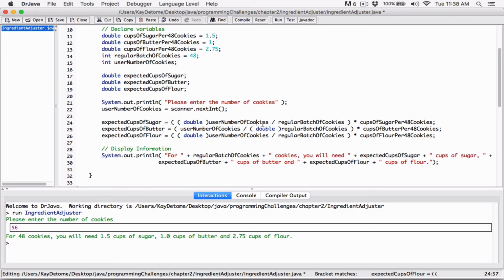Otherwise, if both of these are integers, even though the result is a double, it's just going to convert it to an integer and give us that. So if this results in 1.2, it's just going to give us 1 and drop anything after the decimal point. It's going to drop the 0.2 and give us 1.